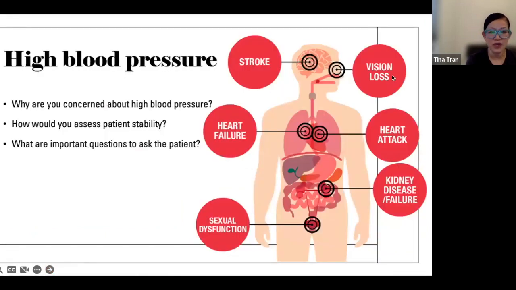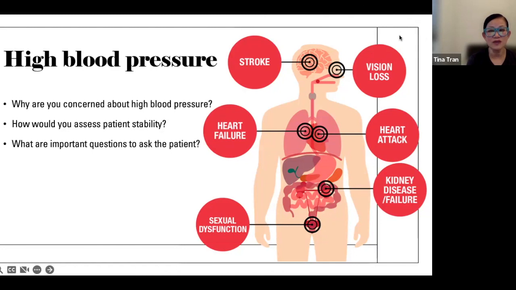Patients with high blood pressure, oftentimes this can be diagnosed, undiagnosed, treated, untreated, acute from being in a stressful situation, or with a patient like that, usually on a day-to-day basis. So why are you concerned about high blood pressure? And what are the important questions to ask?